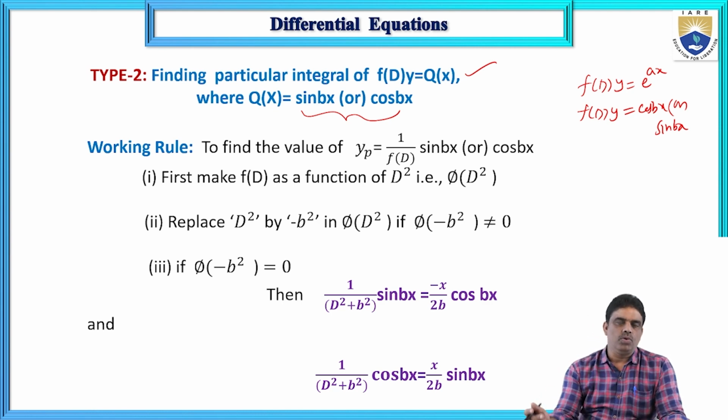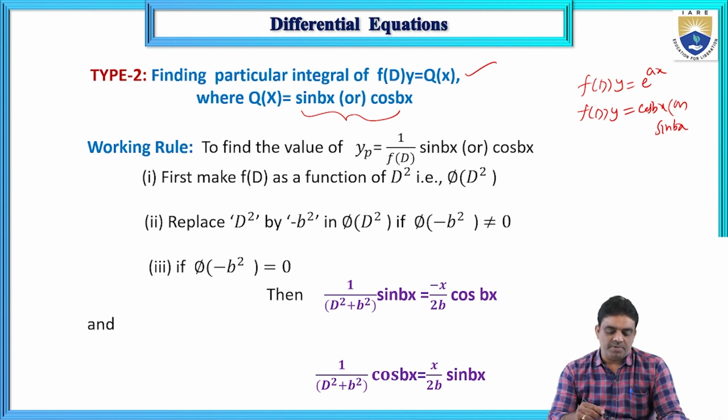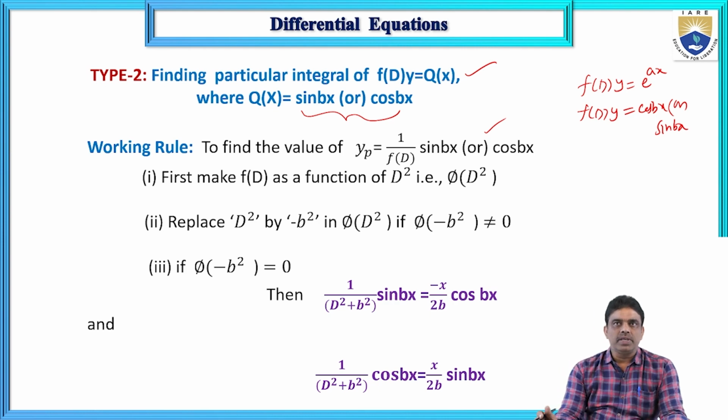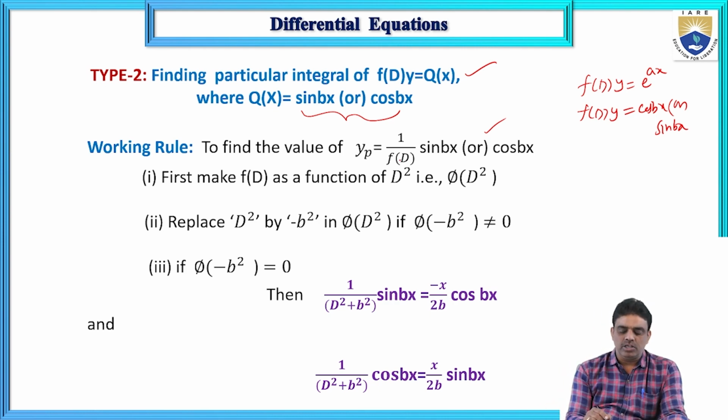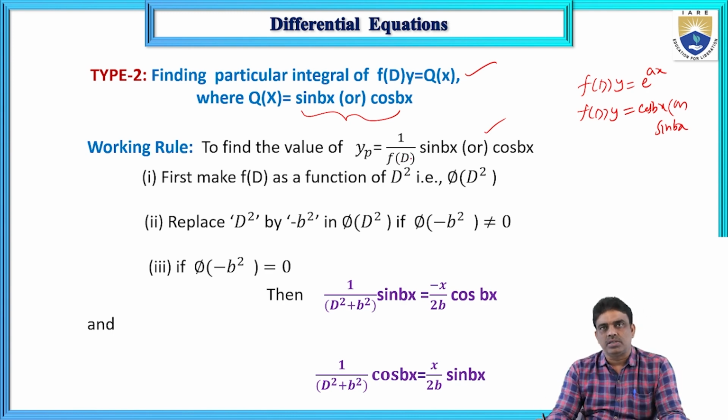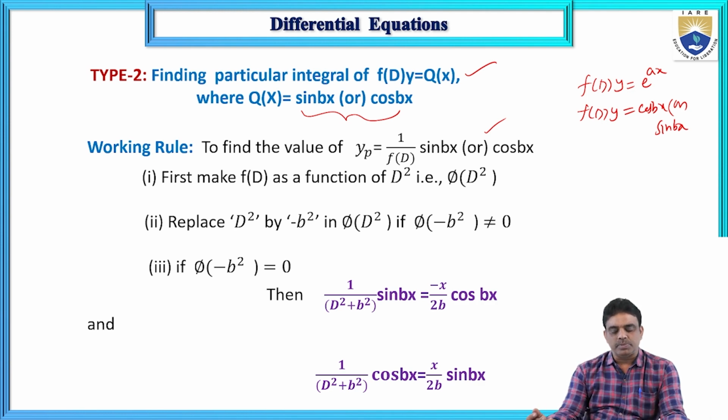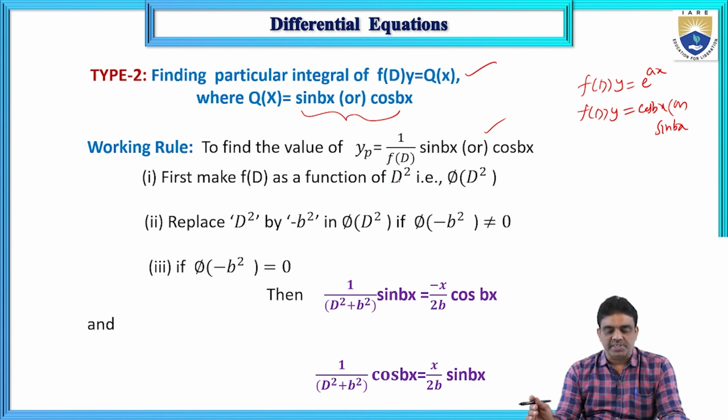So here is the working rule, how to find the particular integral. Yp is 1 by f of D of sin bx or cos bx. In this model, first we have to write the denominator as a function of D square. So there should be a D square term in the denominator. To substitute D square, we have to replace it by minus b square. So to make the denominator a function in terms of D square, we multiply and divide by the same function and make it a function of D square. That is the first step.